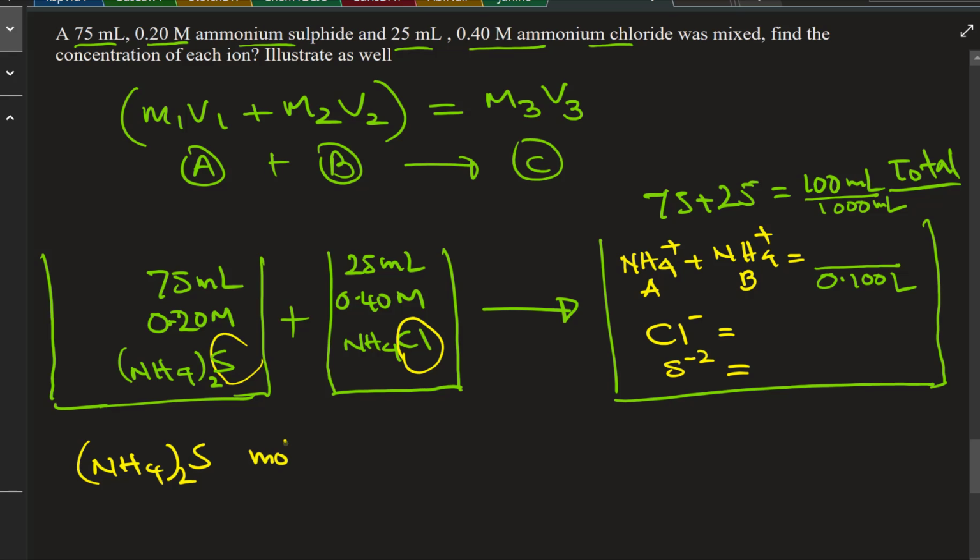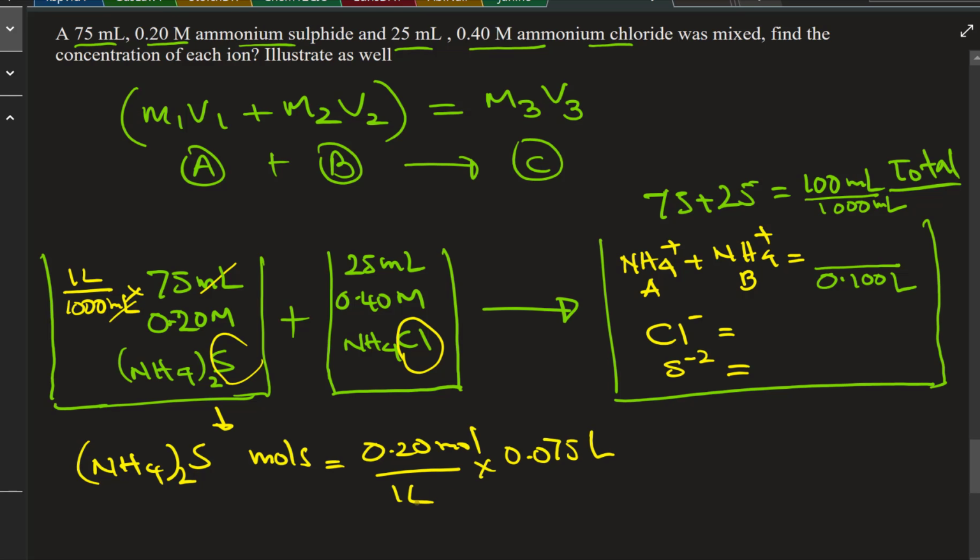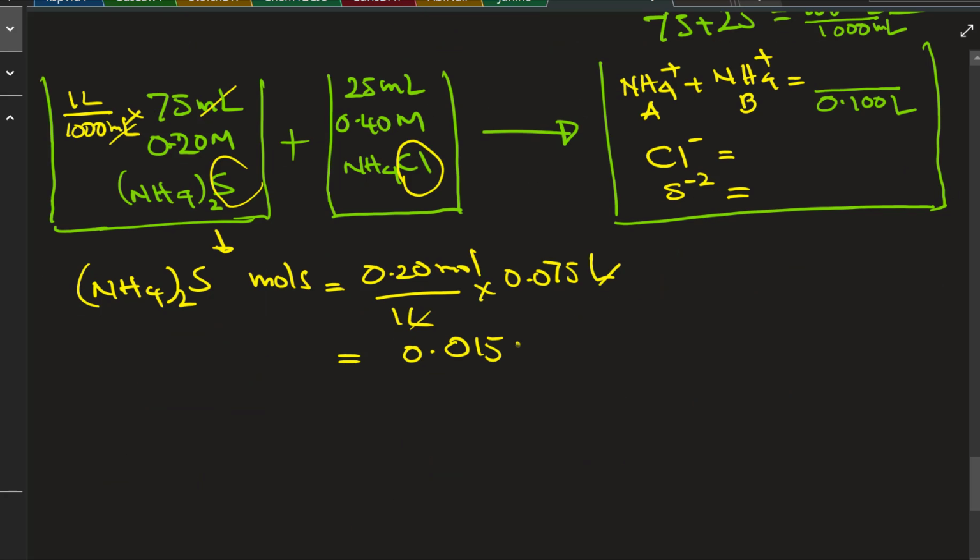Now go to the ammonium sulfide, the first compound. So this one has the molarity of 0.2 molar, and it's in 1 liter initially, right? 1 liter means the molarity is expressed 0.2 moles in 1 liter. But this 75 mL, I'm going to convert into liter because it's easier, divide by 1000 mL, and 0.075 liter. The liter to liter cancels out. You get the moles of ammonium sulfide, 0.015, right?